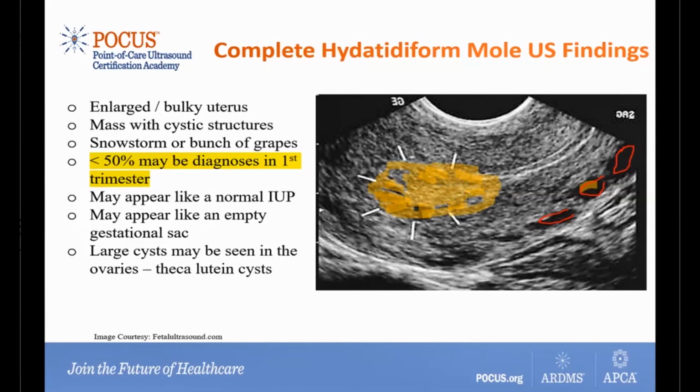And also it may appear like an empty gestational sac, and sometimes large cysts may be seen in the ovaries as well. So these are theca lutein cysts. So if you see large cysts in the ovary, hyperactive ovary, you should be thinking of perhaps the patient has a hydatidiform mole, or it's a molar pregnancy.